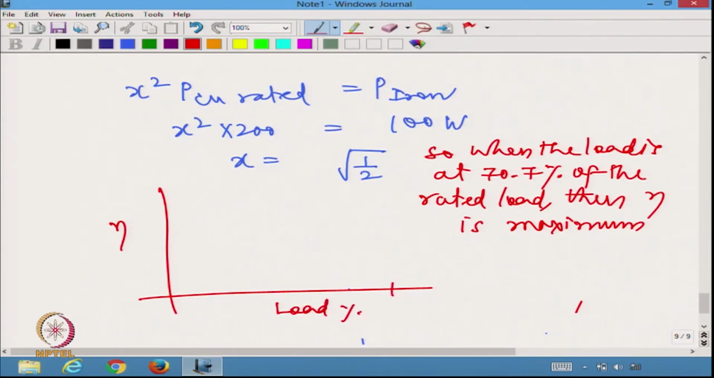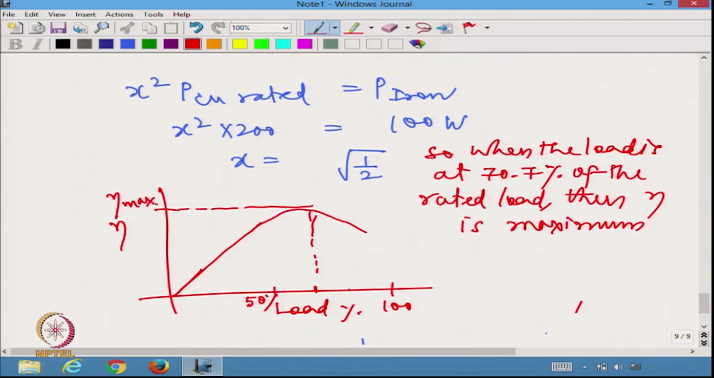So, let us say this is 100%, this is 50%, so 70 lies somewhere here. So, I am going to have probably the efficiency will start with 0 and it will reach maximum around this condition and then it will start falling again. So, this is the maximum efficiency. So, this is what we mean by saying what is the maximum efficiency condition of a transformer.